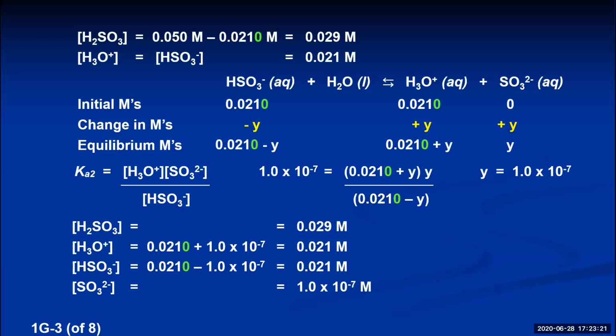Part B says, what's the pH of the solution? That comes from the hydronium ion molarity. So if you take the negative log of our hydronium ion molarity, you'll get a pH to two significant figures of 1.68.